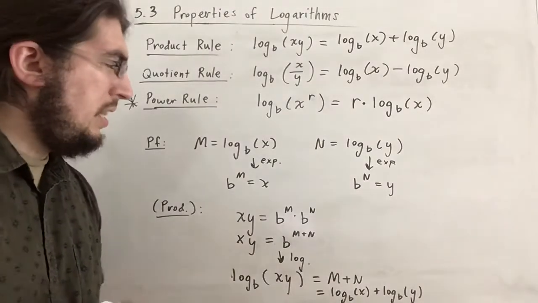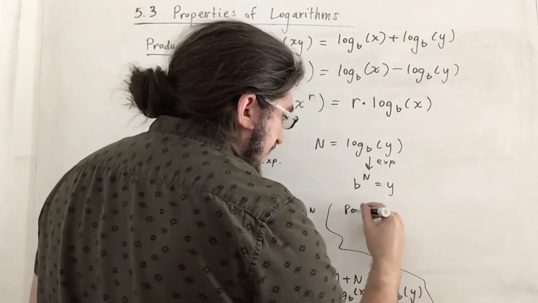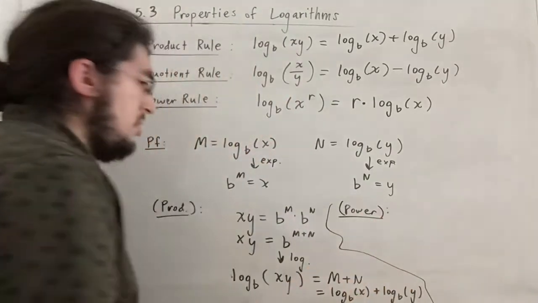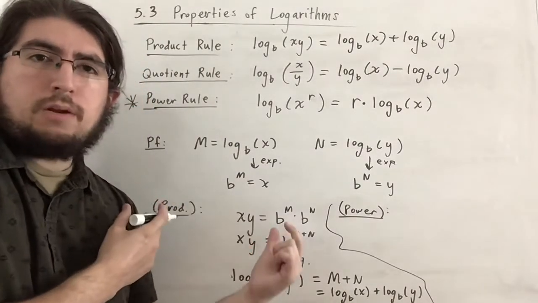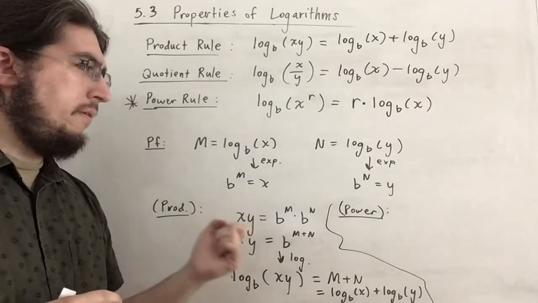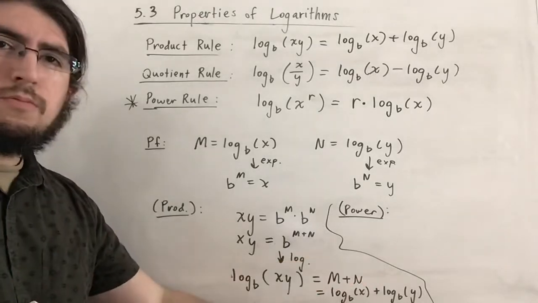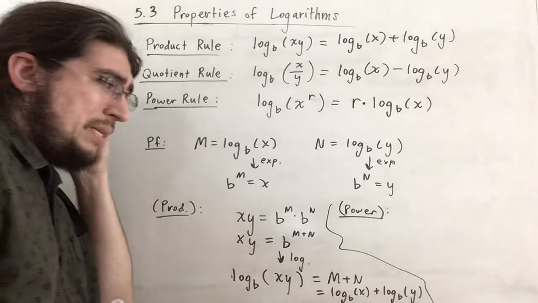And I think I have space to prove the power rule over here. So I'm skipping the quotient rule for now because there's something fun you can do. You can actually use the power rule and the product rule to prove the quotient rule, believe it or not. But we'll get to that when we get there. For right now though, let's just prove the power rule. Proving the power rule is something similar.